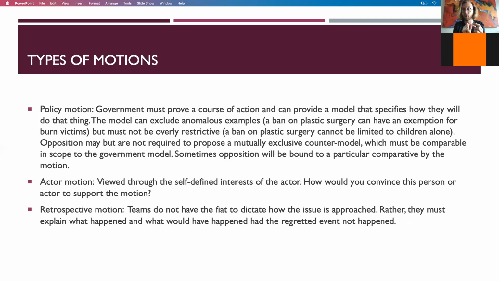So be very careful. Is this an actor motion or is it a general policy motion? Do I need to be making arguments to global informed citizens, or do I need to be making arguments that are targeted towards the interests or how this person sees their obligations?